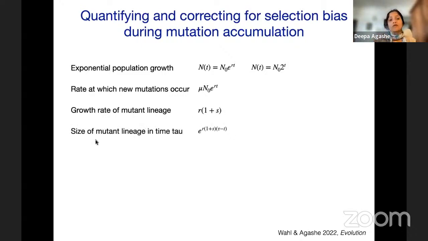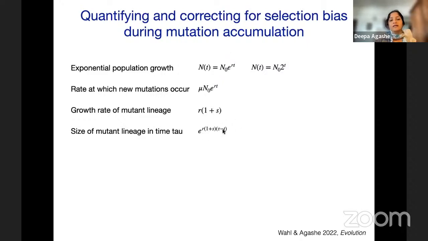Now, what is the size of the mutant lineage in time tau, where time tau is the number of generations or number of doublings that could have happened during the growth of the colony. So this modification to the growth rate is going to get plugged in here in our exponential population growth equation. So that's where it gets plugged in.